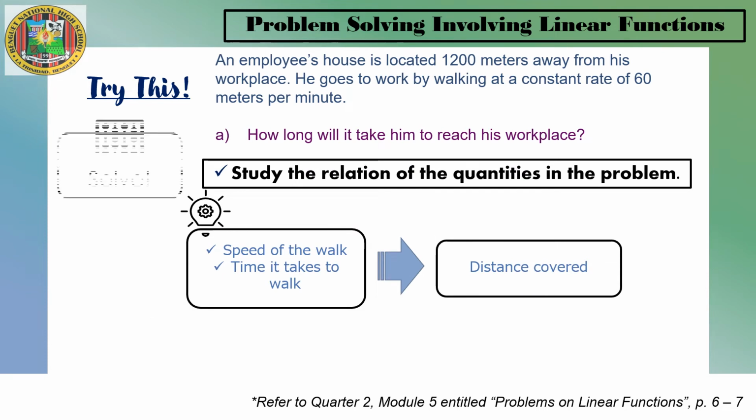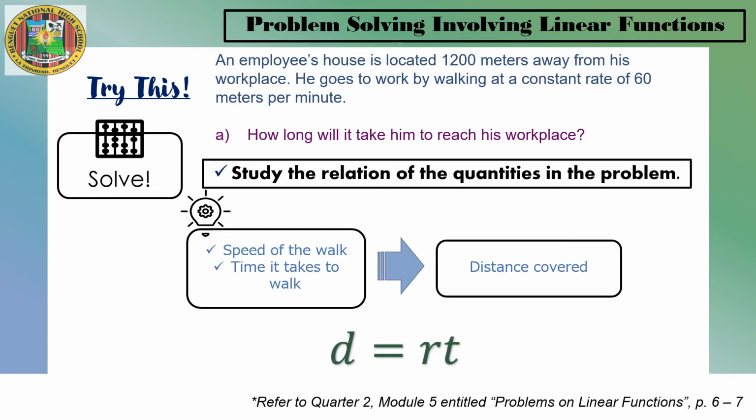Let us solve. Before we could answer any of the questions, we should have a function that describes the relation of the quantities in the situation. We learn in science that the distance covered by motion is equal to the product of the speed and the duration of the motion, which is measured by time. Thus, we have the function d = rt.